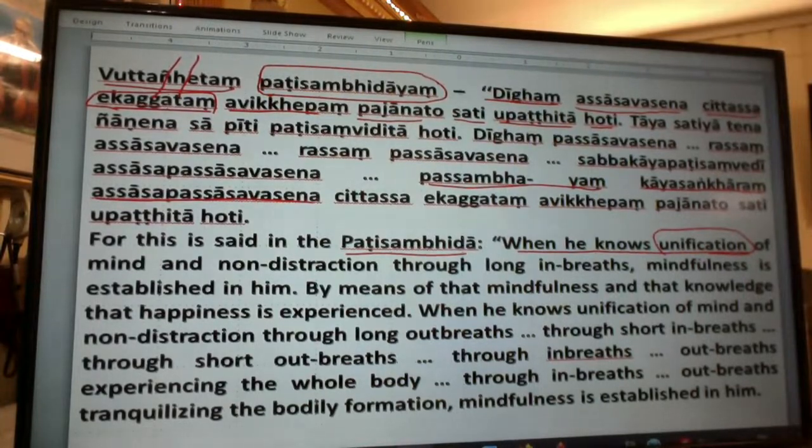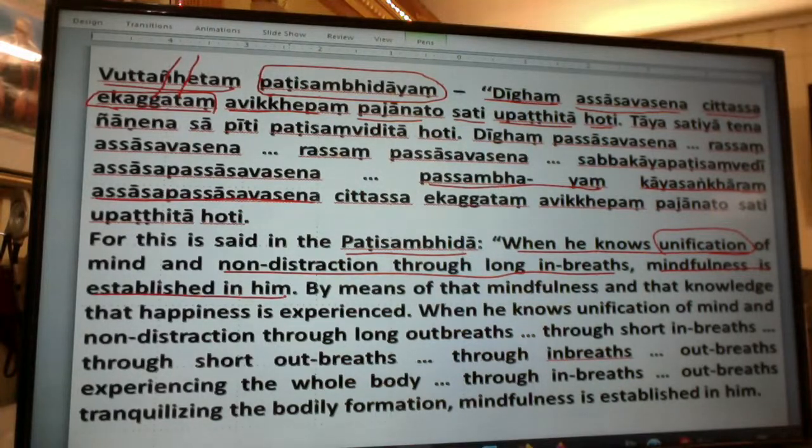Awikeba meaning is no distraction. No distraction through long in-breath. Pajana dosati ubatita hoti. Mindfulness is established in him. Long in-breath is digang asasa wasena. Chitasa ekekadan. Chitasa, the mind, has very powerful concentration. Always keep in mind, no distraction, no wandering.